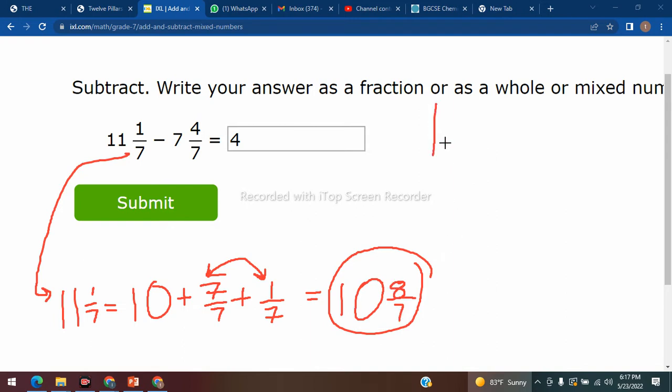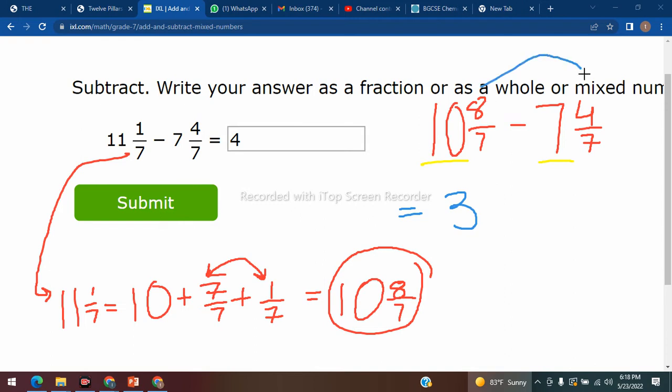And so we're going to take the 10 and 8 over 7 and subtract 7 and 4 over 7. We could deal with the whole numbers first. 10 minus 7 is what? 3. Very good. And then 8 minus 4 is 4. And we keep the denominator. Good. And so it's 3 and 4 over 7.